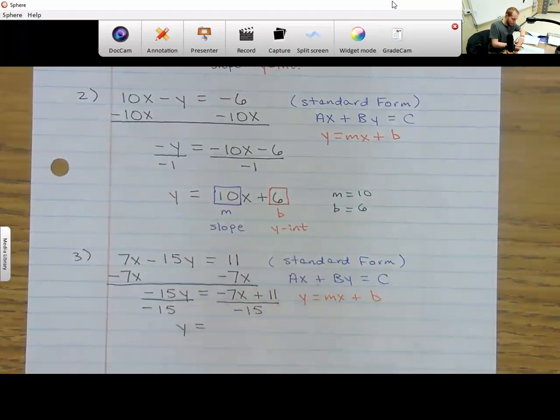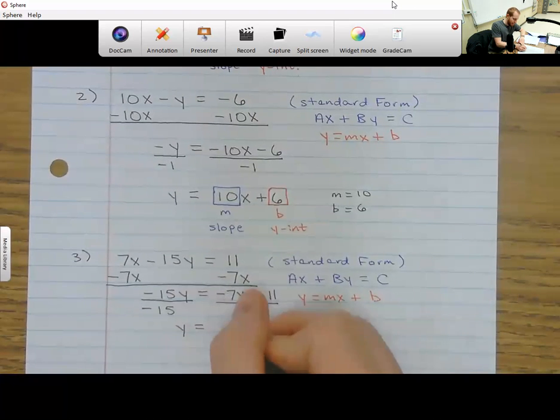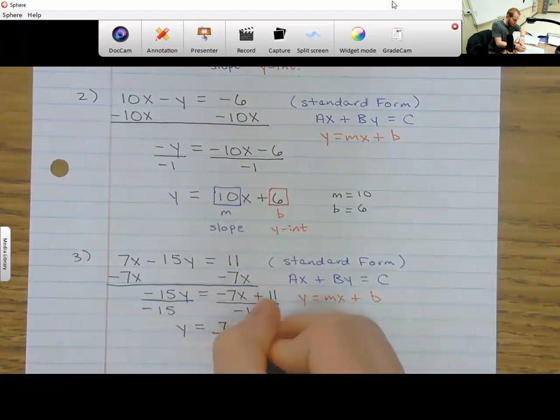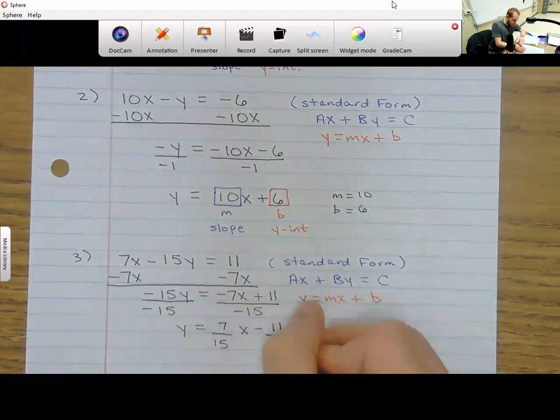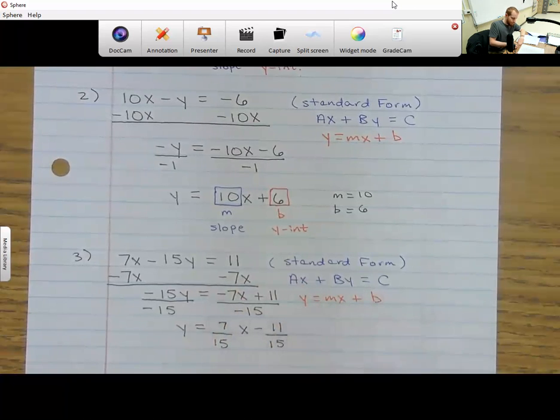Over on this side, I'm dividing everything by negative 15. So what's negative 7 divided by negative 15? Not really sure. I'm going to have to leave that as a fraction. And since they're both negatives, they cancel out to being a positive. So 7 over 15x minus 11 divided by 15. And that's it. That's your slope-intercept form. I've got y by itself, so I'm done.